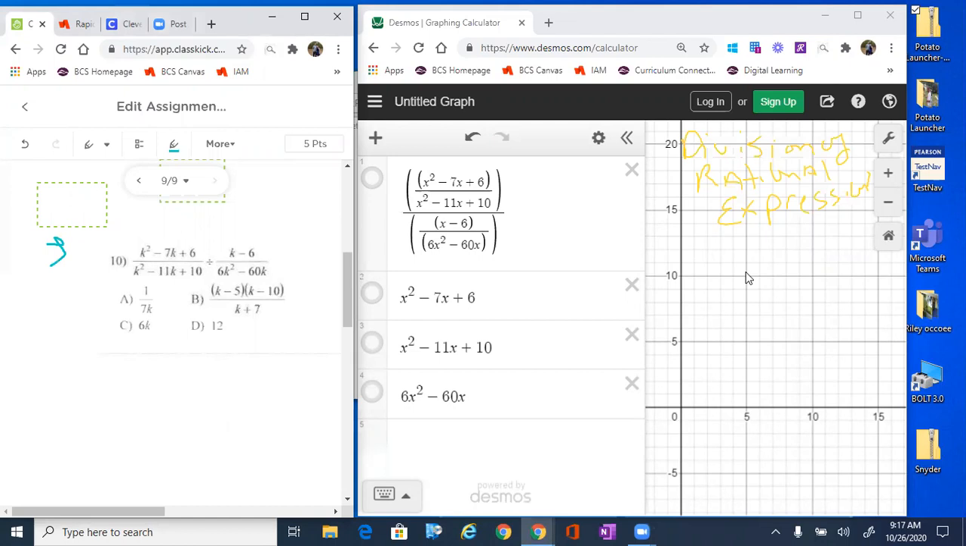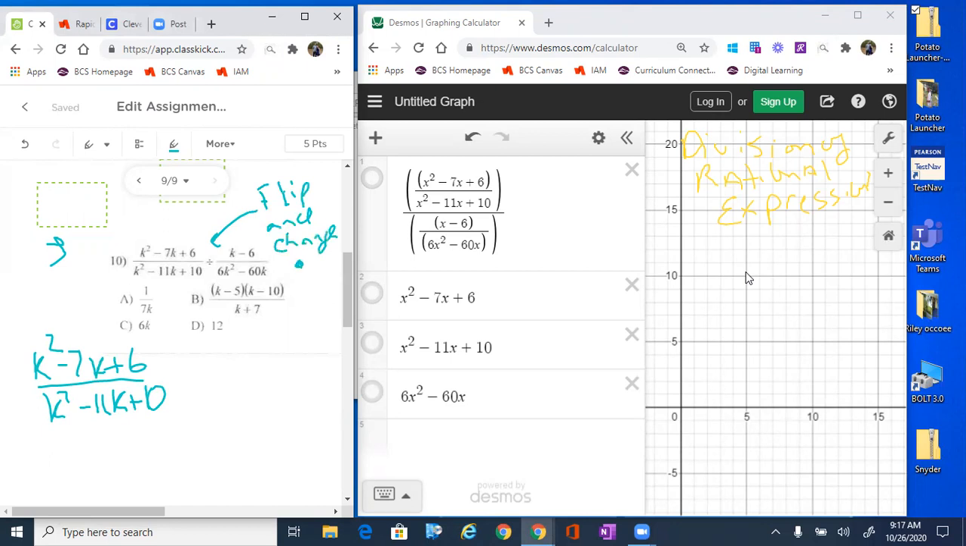So number one, the first thing we want to do is go ahead and rewrite it. I'm going to say k squared minus 7k plus 6 all over k squared minus 11k plus 10. And remember, we are dividing, so we flip and change to multiplication. So I'm going to change it to multiplication, and I am going to flip the fraction: 6k squared minus 60k all over k minus 6. That is the only difference between division of rational functions and multiplication of rational functions. You just have to take the division and change it to multiplication.